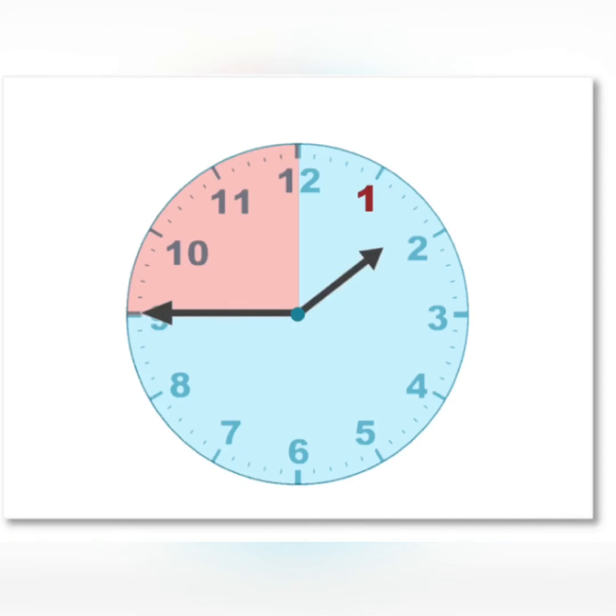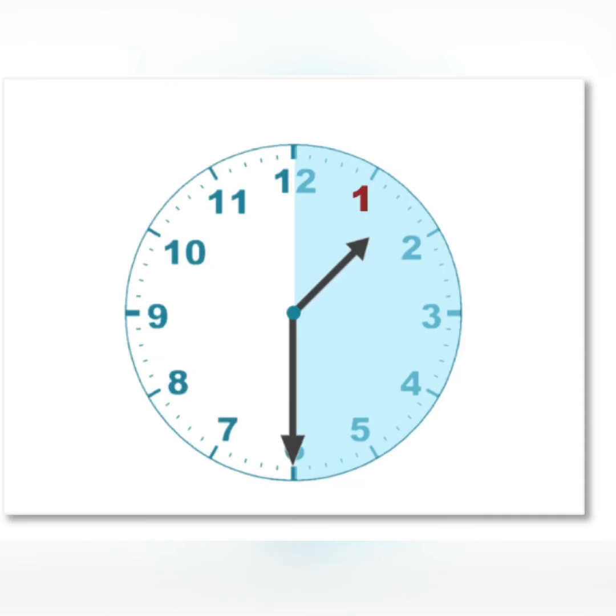Now, in this clock, we can see that the minute hand is at 9 while the hour hand is somewhere in between 1 and 2. So, we will say that the time in the given clock is quarter to 2, as the hour hand is about to reach 2, or as we say it, 1:45.